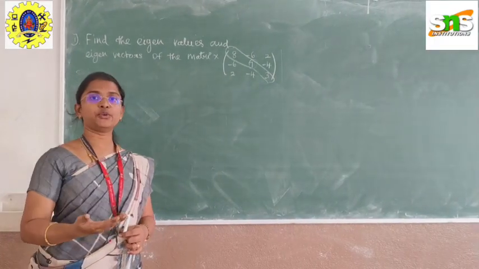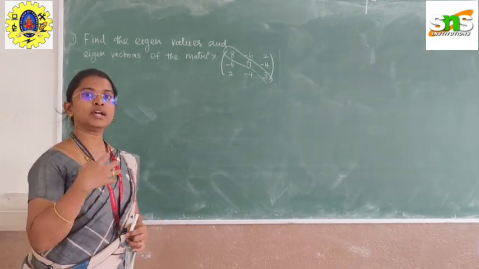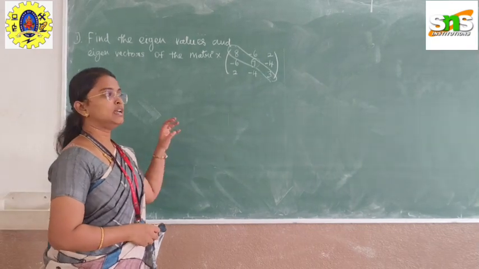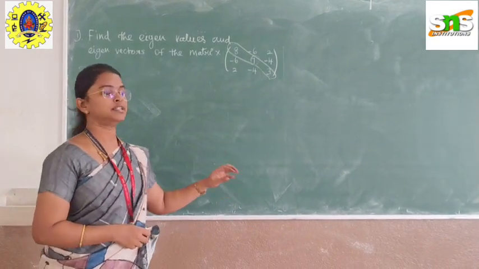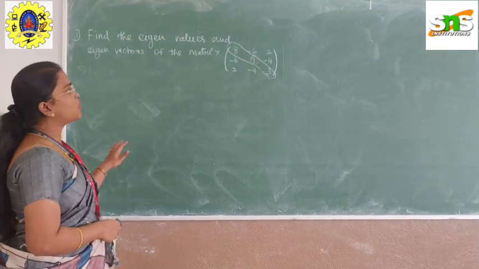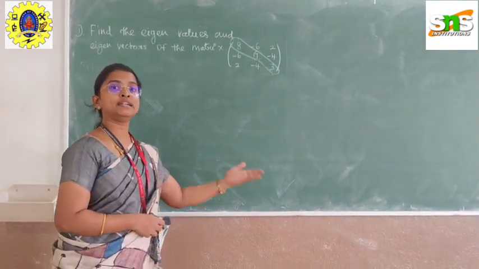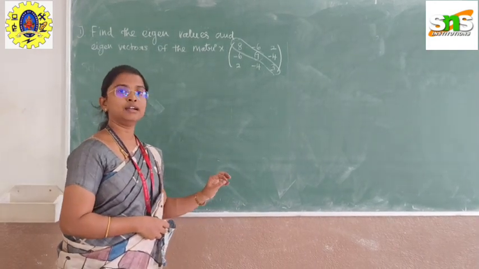In the previous video we have seen how to find eigenvalue and eigenvector for a non-symmetric matrix. In that, the eigenvalues were not repeated. Here we are going to find eigenvalue and eigenvector for repeated eigenvalues. For the first step, we are going to find our eigenvalue.